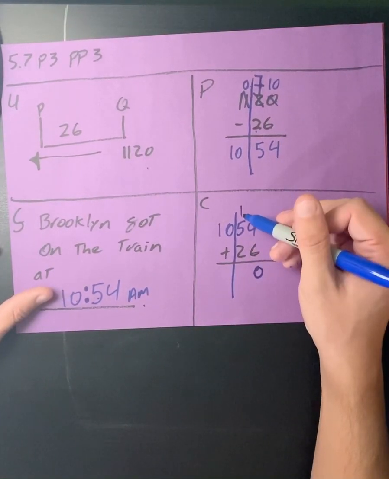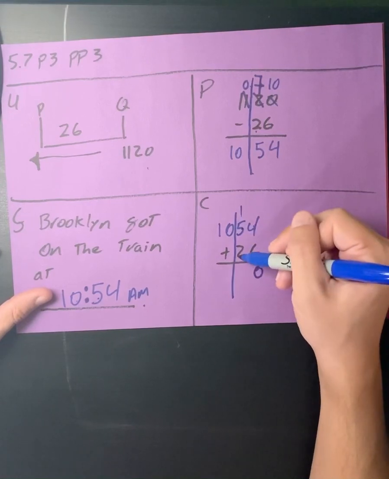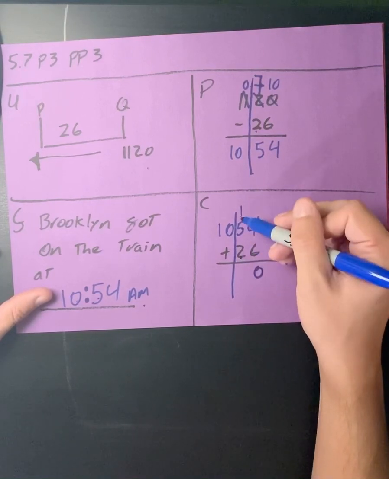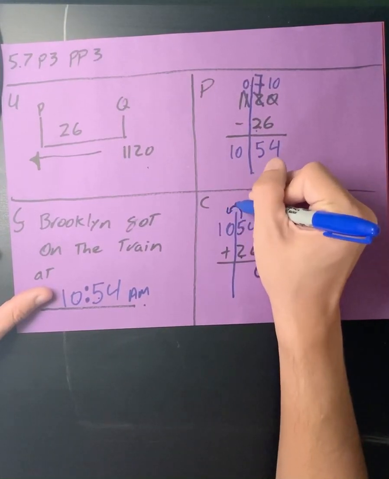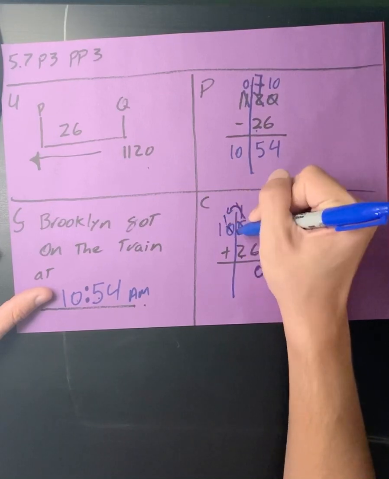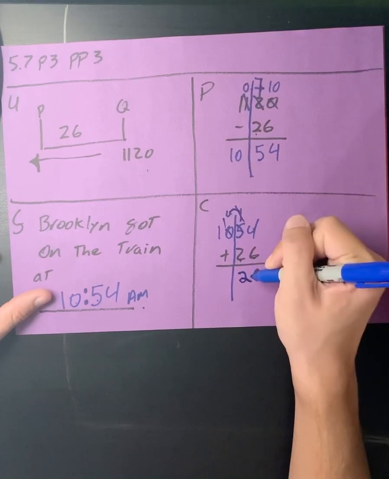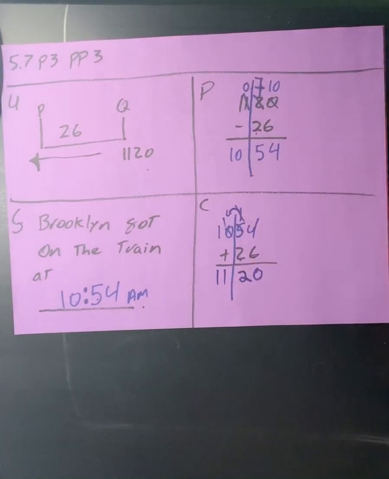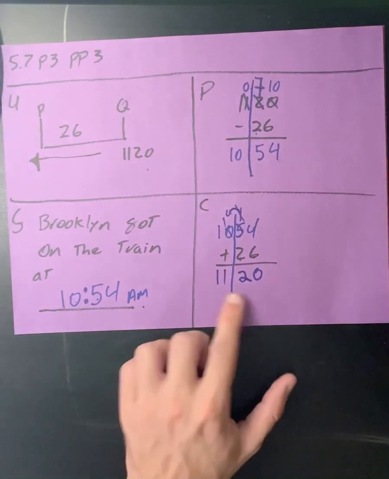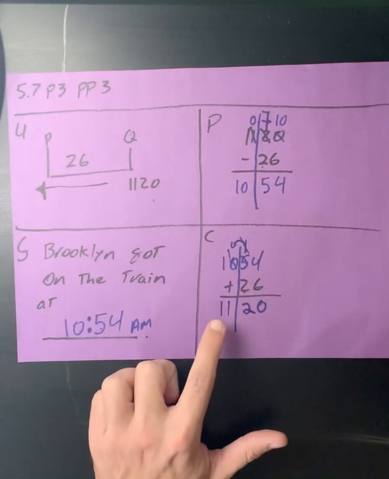Now I'm going to add 10 plus 50, that's 60, plus 20 is 80. But the 60 right there adds up to 1 hour. So I can cross those out, and that 0 becomes 1 hour. Now it's just 20 minutes over here. Now I have 1100 plus 0, which is 1100. That brings me to the same time that the problem said. So my subtraction and my addition were correct.